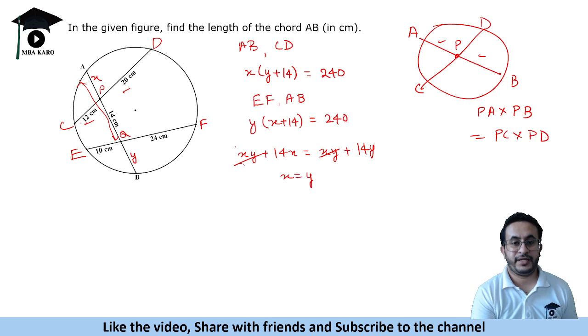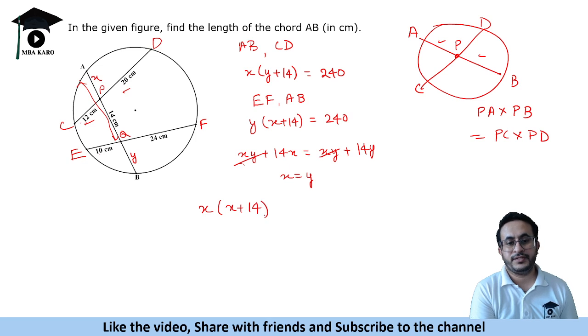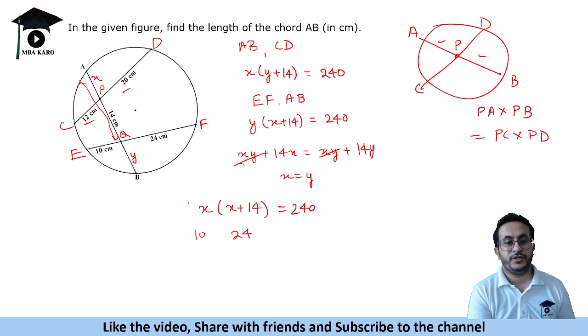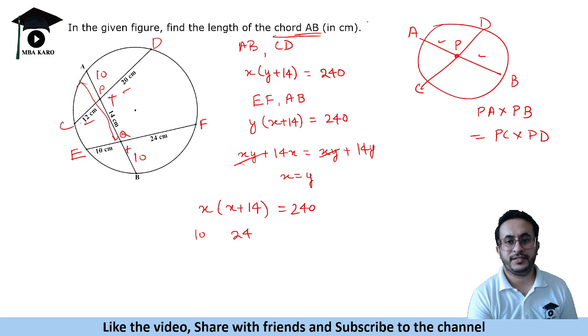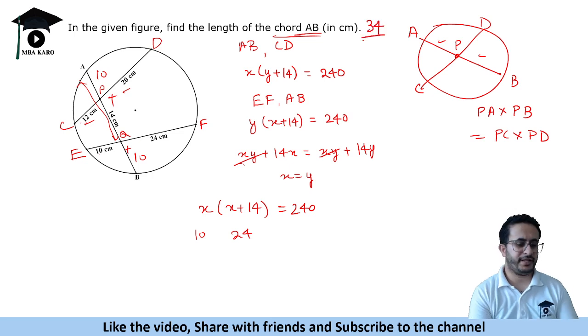So we can put in any of these equations. We will get x into x plus 14 is equal to 240. So we get x is 10, 10 into 24 is 240. So x is 10. This length is 10 and this length is also 10. We need to find the length of AB. So 10 plus 10 plus 14, the total length is 34.